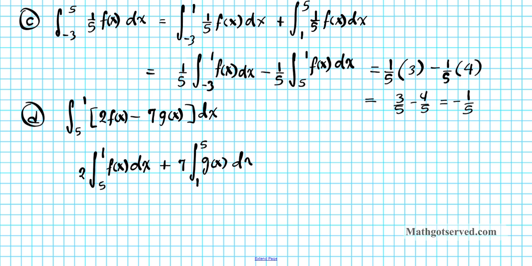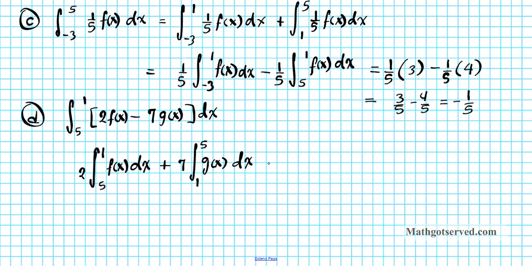Okay? So let's go over, recap the rules I just used here. The difference rule enables me to integrate these individual functions that we subtracted. The constant multiple rule enables me to factor out the constants. The order of integration rule enables me to switch the order of integration for g of x so that it matches what we have, and then we can then evaluate its value.